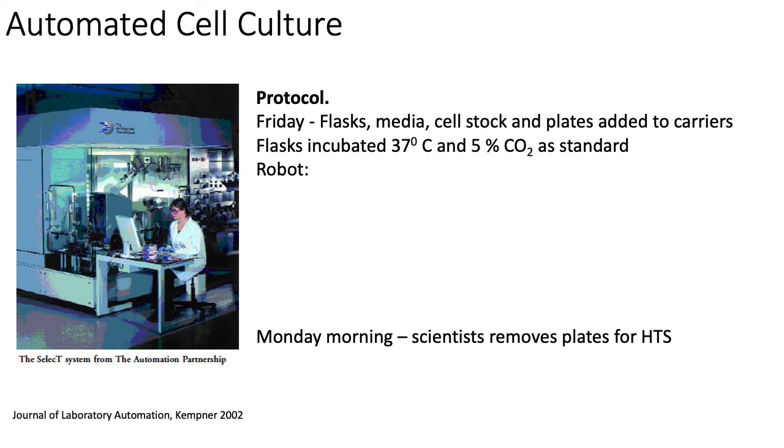If we take a look at the protocol to run the automated cell culture, on the Friday we would get the flasks, the media, the cell stock, and the plates added to the carriers. Then the plates would be incubated at 37 degrees, which is the growing temperature of cells, especially of human cells, in 5% CO2.